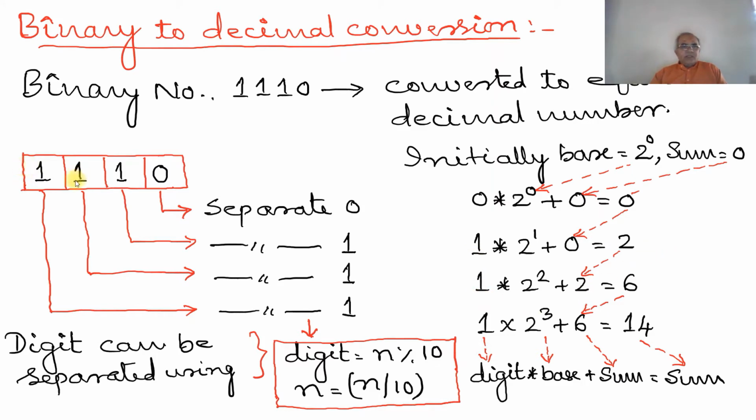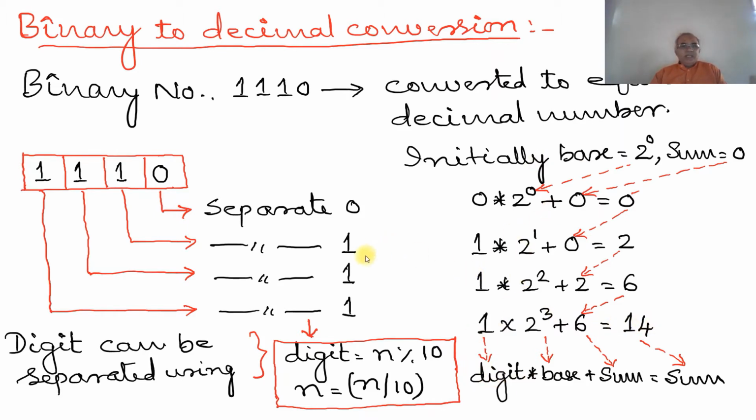Then the next 1. Here 1 into 2 to the power of 2 plus 2 is equal to 6. So 1 into 4 plus 2 becomes 6. Then you take the next number 1: 1 into 2 to the power of 3 plus 6, which is equal to 14. 2 to the power of 3 is 8, plus 6, which is equal to 14.